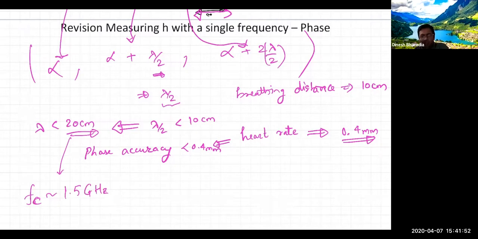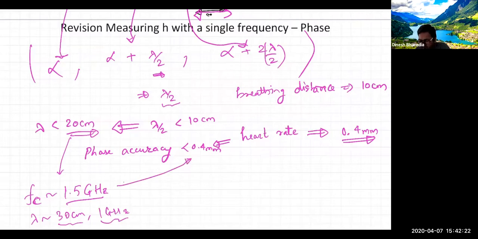The way to think about this is that it completes one wave in 20 centimeter. Generally, with the speed of light, lambda equals 30 centimeter implies 1 gigahertz, because 1 nanosecond can travel 1 foot or 30 centimeter. So you can do the calculation, and it turns out FC is 1.5 gigahertz. Now, how do I connect this with this? What is the idea, folks, here?